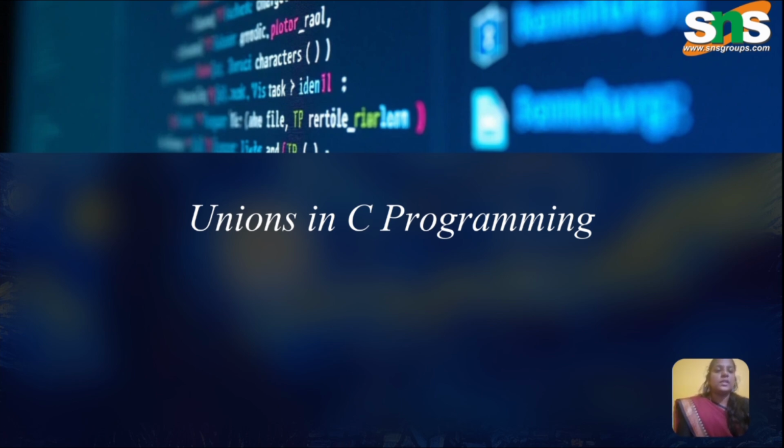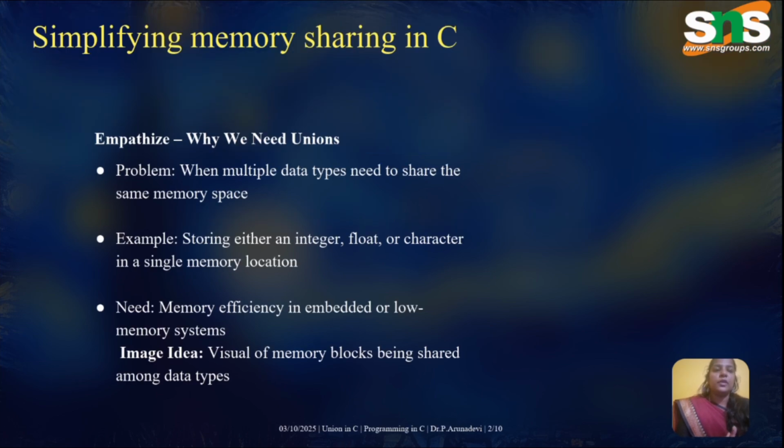Today our topic is unions in C programming. Simplify the memory sharing in C. In empathize, why we need union? The problem is when multiple data types need to share the same memory space. Example, storing either an integer, float or character in a single memory location. So the need is memory efficiency in embedded or low memory systems. Image idea: a visual of memory blocks being shared among the data types.